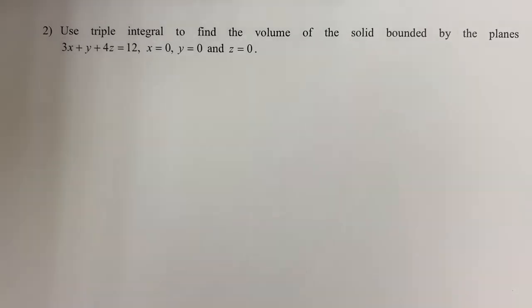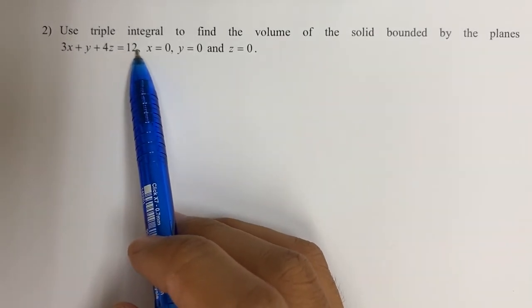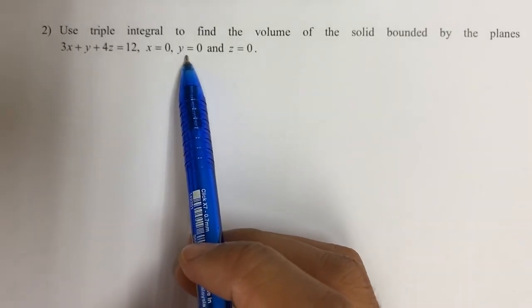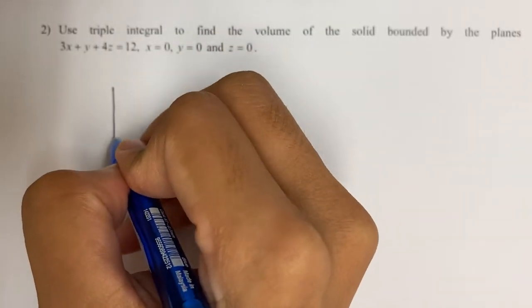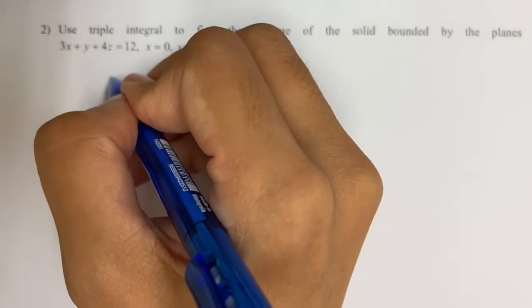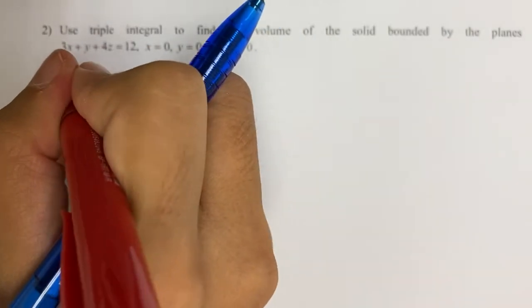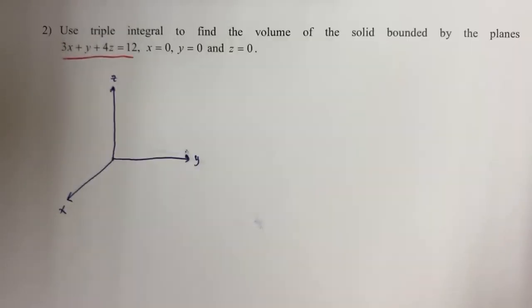In the second example, I will show you how to find the volume of a tetrahedron. We have the plane 3x plus y plus 4z equal to 12, together with x equal to 0, y equal to 0, and z equal to 0. How to sketch this region, this solid? We have 3D, with z, y, and x axes. Refer to this plane 3x plus y plus 4z equal to 12.